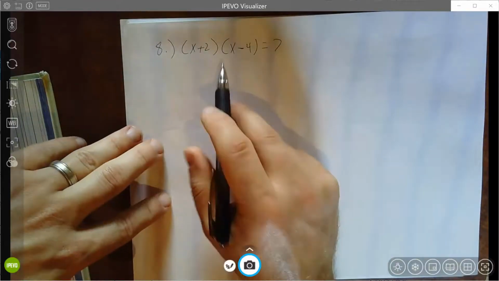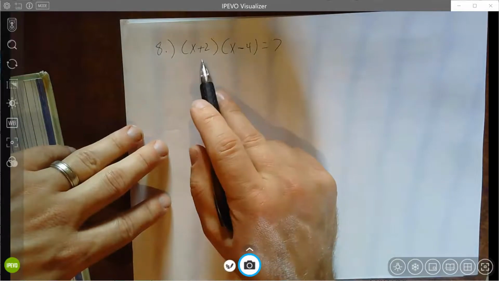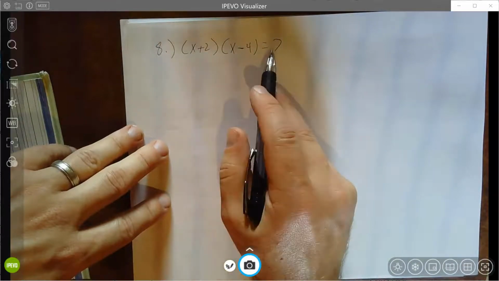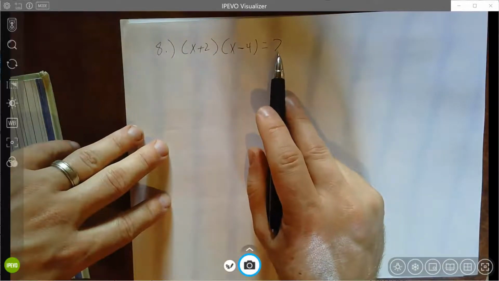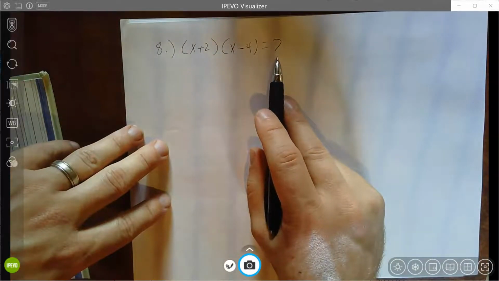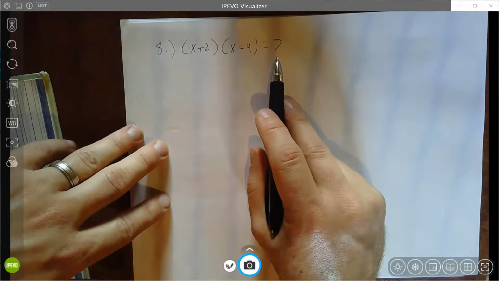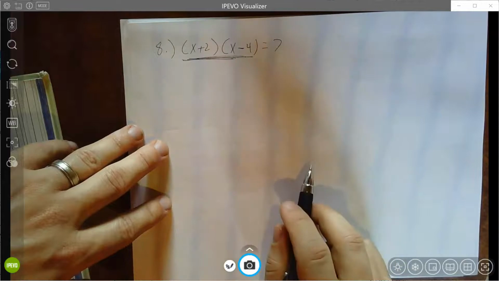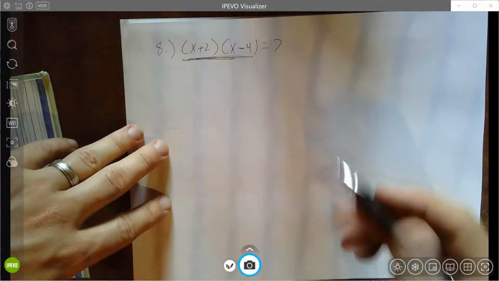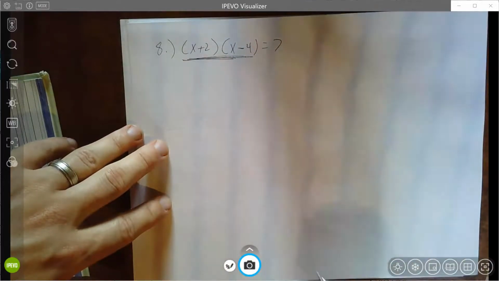The temptation here might be to say, well, it's already factored for me. I'm just going to say, well, x plus 2 equals 7 and x minus 4 equals 7. You better not do that, because this side has to be what? 0. So what do I do then? Well, I'm going to have to go ahead and FOIL that out. I'm going to double distribute that together and then move the 7 over and combine it and then see if I can factor from there.